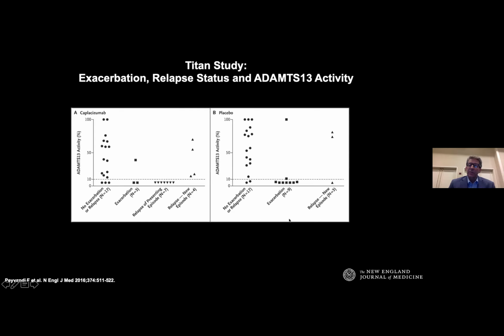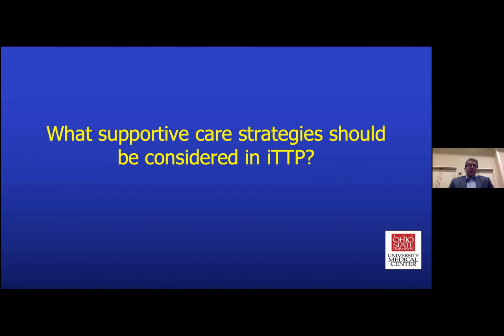But if you look at the placebo arm, you can see the 9 of the 9 patients who had an exacerbation where we had samples to measure at the time of their exacerbation, all but one had undetectable ADAMTS13 activity. And this informed the future study, again, then the FDA approval and our present practice of usually continuing the caplacizumab until recovery of the ADAMTS13 activity to prevent relapses or early recurrences, exacerbations of TTP.